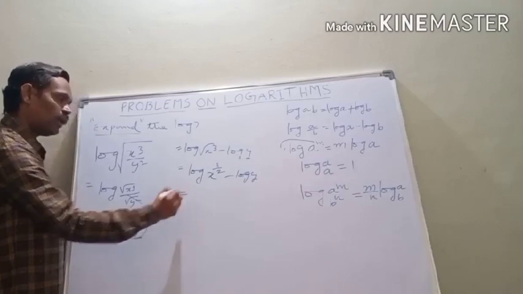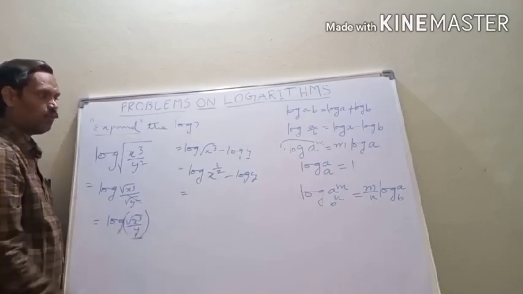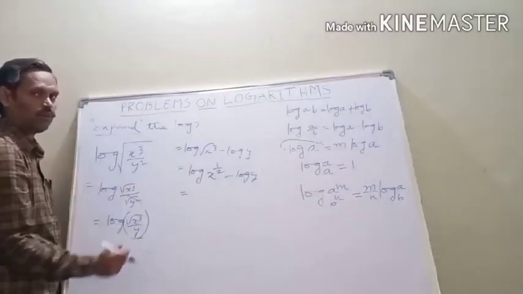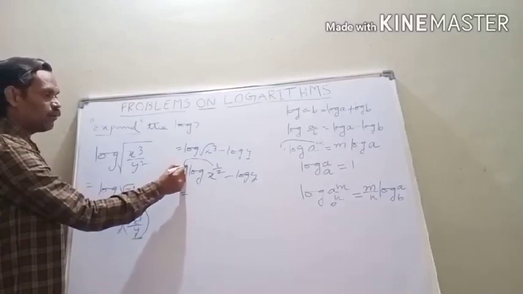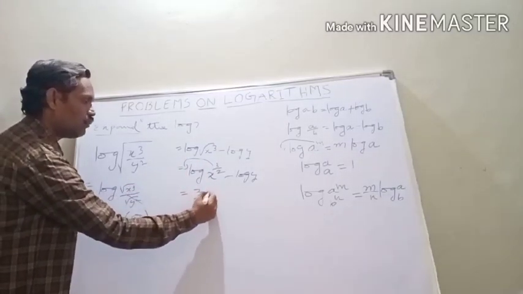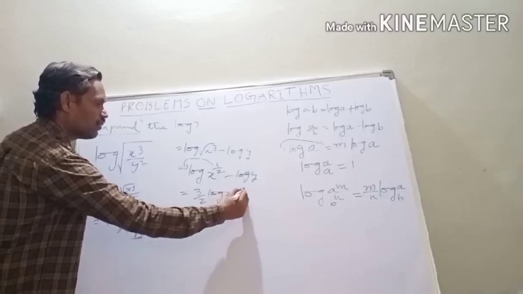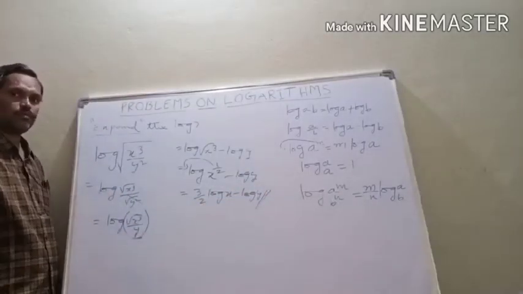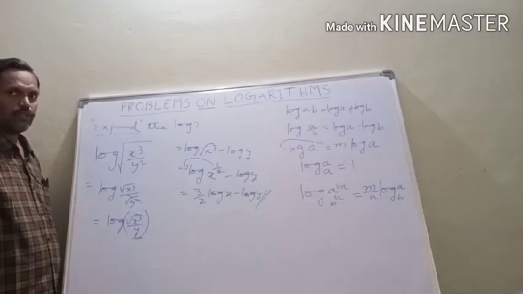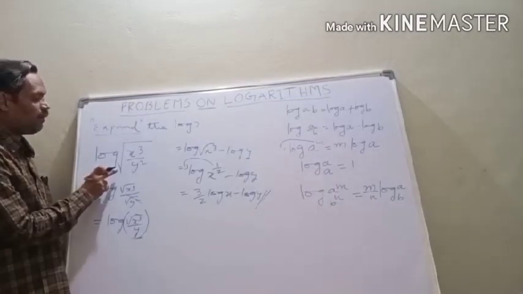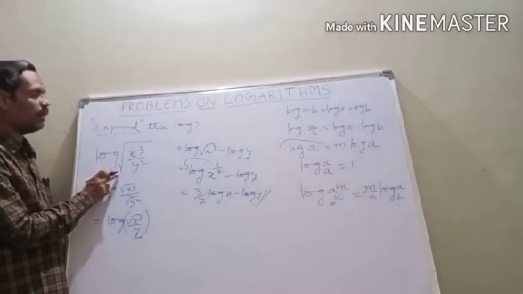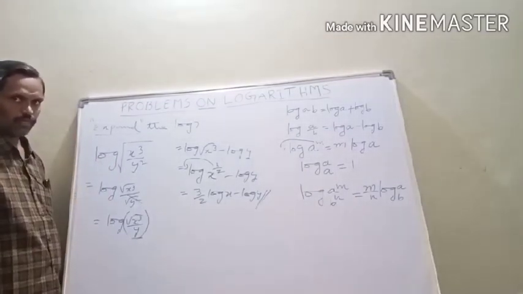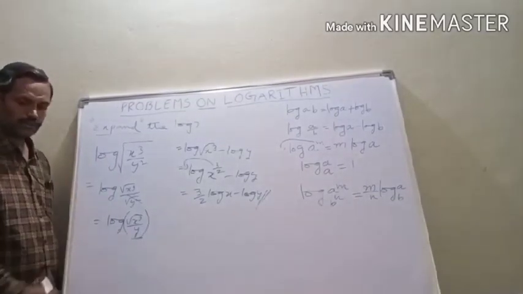Now, you can also simplify one more step. How? Here log is applied to the exponent form. So, this exponent becomes the coefficient. It is 3 by 2 log x minus log y. So, that finishes the problem. Okay? So, you take care whenever you find a radical symbol in the problems. Okay? Is it clear? Okay.